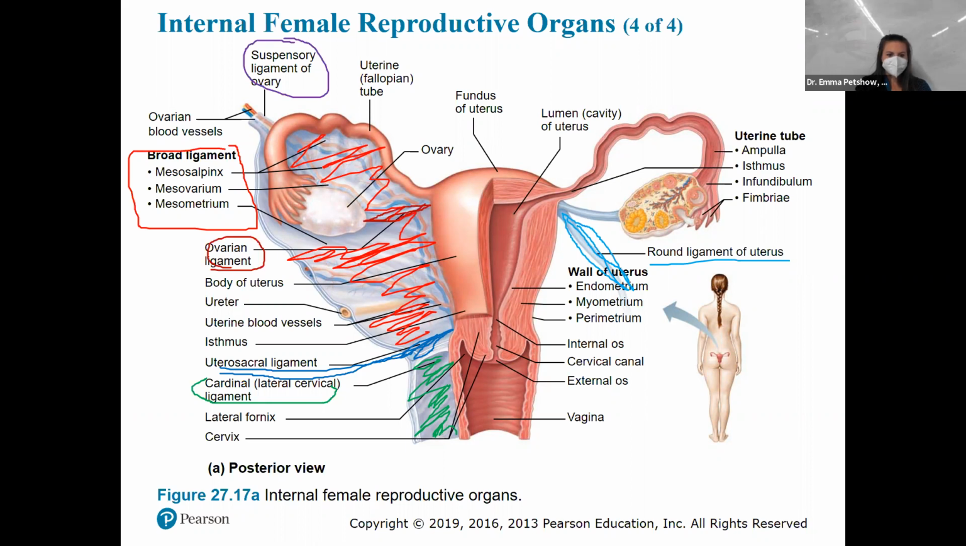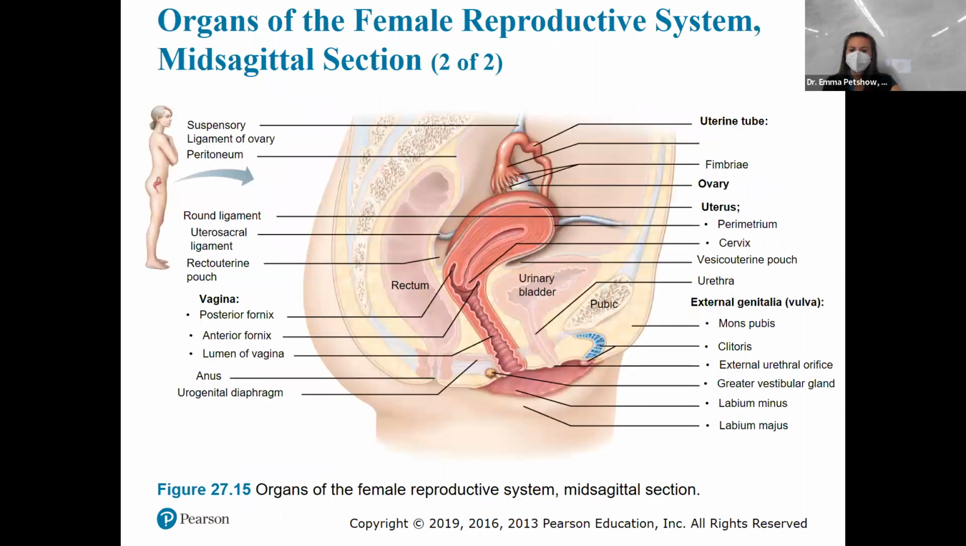We can see vasculature moving through here, and ovarian blood vessels moving through here. You even see the ureter exiting through the broad ligament. This is just another view, so I would suggest you look at both pictures.